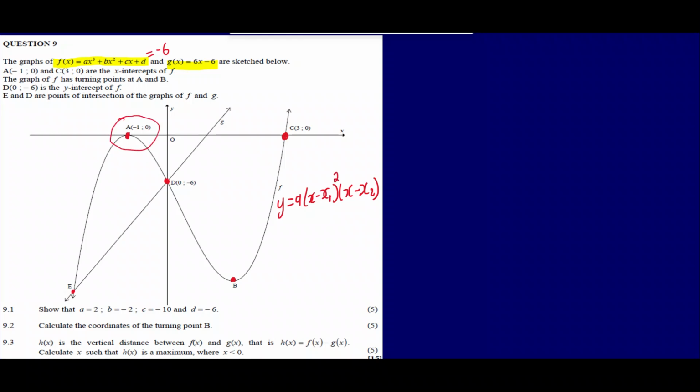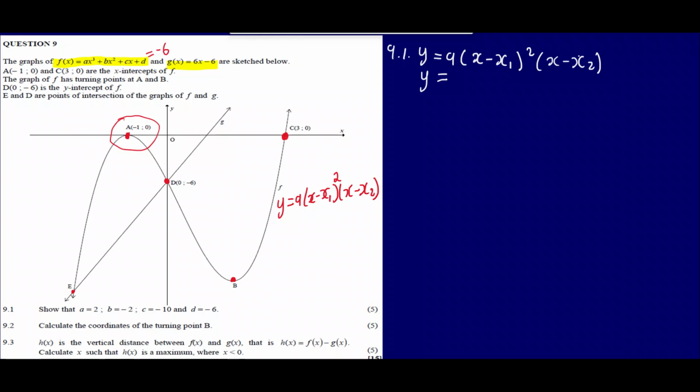The graph is turning on the line, which is the x-axis at A, right? So specifically, we're going to square that bracket where we will substitute the one that is turning on the line. So here in 9.1, y is equal to a times x minus x1 squared, times x minus x2, and then we're not going to square the other one. The reason we're squaring here is because the x-intercept here is at the same time the turning point, right?